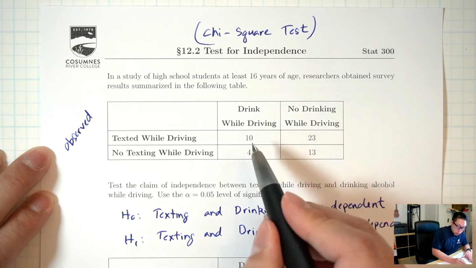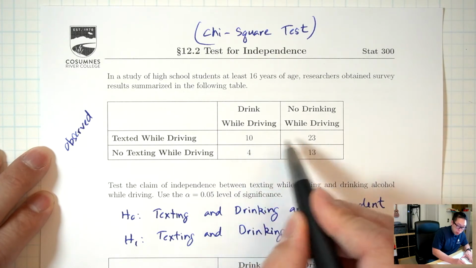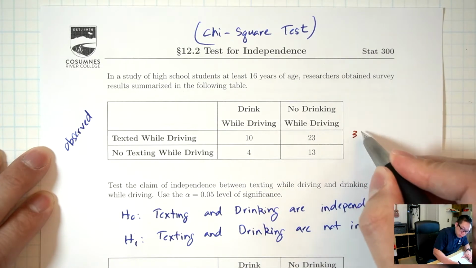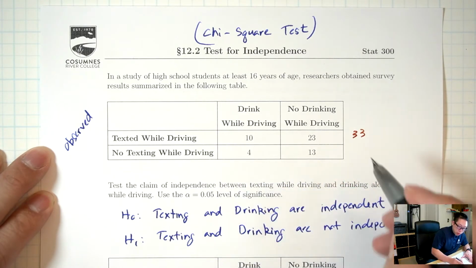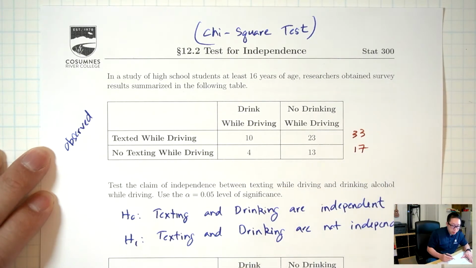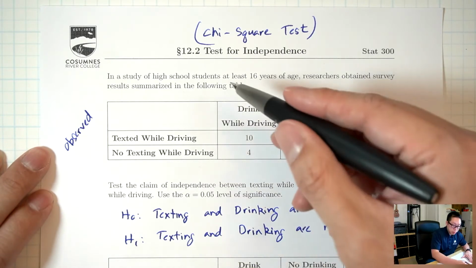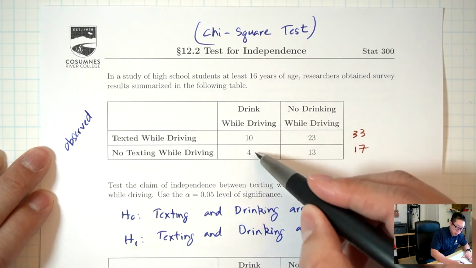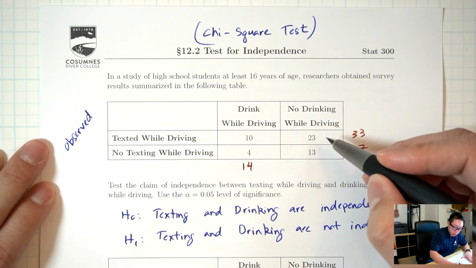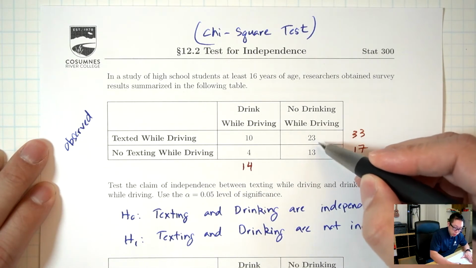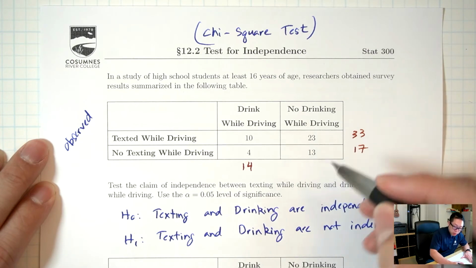The row totals, the total of the first row, so 10 plus 23 is 33. The total for the second row, 4 plus 13 is 17. Those are my row totals. I also need my column totals. So 10 plus 4 is 14. That's the total for the first column. The total for the second column, 23 plus 13 is 36, I believe.